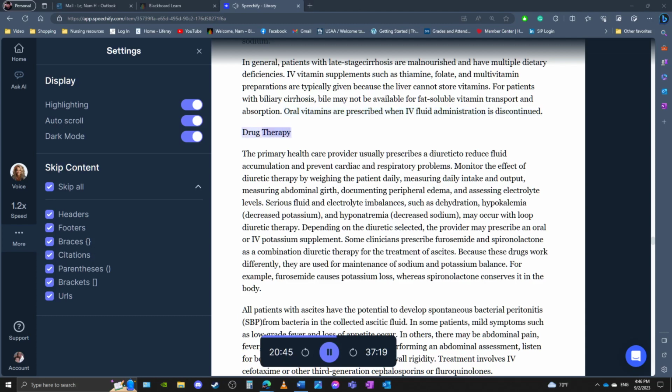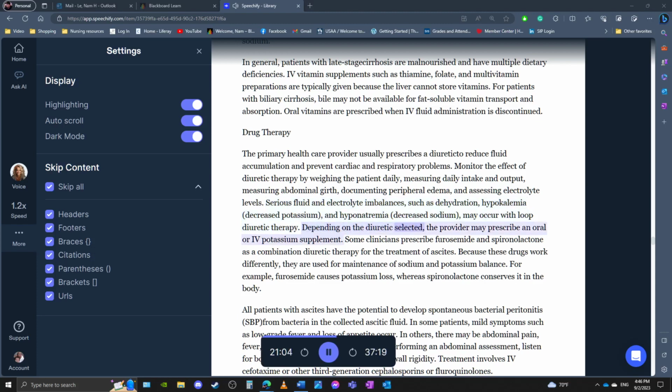Drug therapy. The primary healthcare provider usually prescribes a diuretic to reduce fluid accumulation and prevent cardiac and respiratory problems. Monitor the effect of diuretic therapy by weighing the patient daily, measuring daily intake and output, measuring abdominal girth, documenting peripheral edema, and assessing electrolyte levels. Serious fluid and electrolyte imbalances, such as dehydration, hypokalemia, and hyponatremia, may occur with loop diuretic therapy.